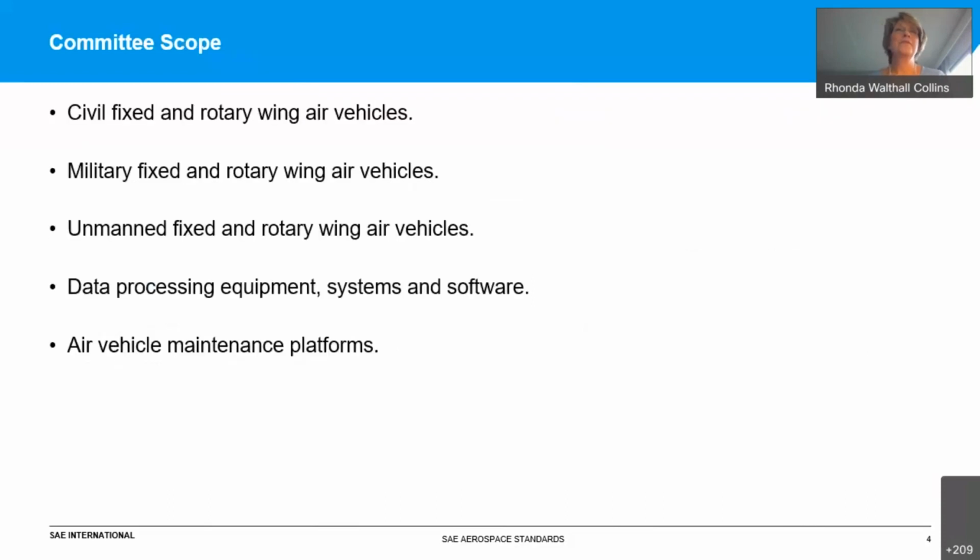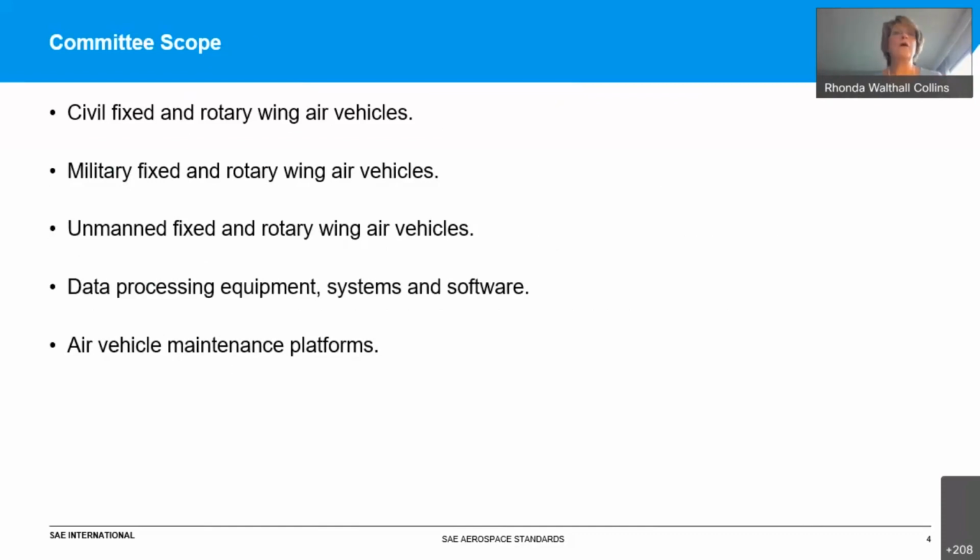Next slide, please. So the scope of this committee is we have a really big scope. We're actually focusing on civil aircraft, both the fixed wing and rotary wing helicopters, as well as military. We also are focusing on unmanned aircraft. We don't have a lot on that platform at the moment, but that is still within our scope.